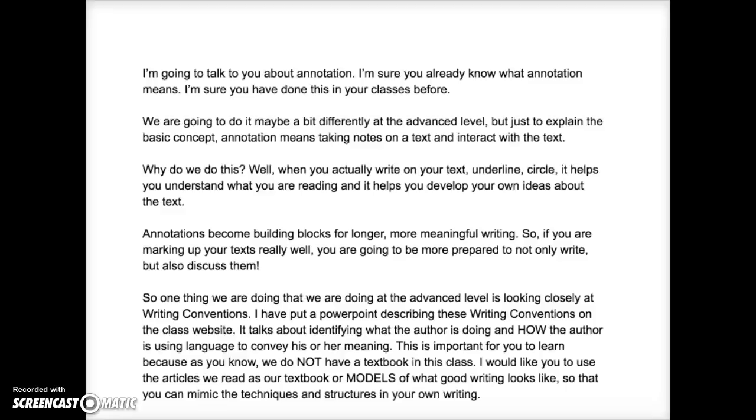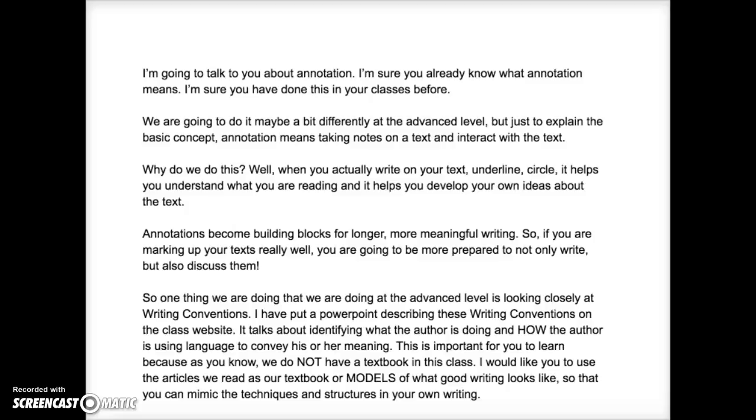I'm going to talk to you about annotation. I know that some of you have already gotten started on annotating Trouble with Talent, but I wanted to just go over with you in my video and show you how I annotate so that this better guides you and you can go back and add some more to what you've already done.